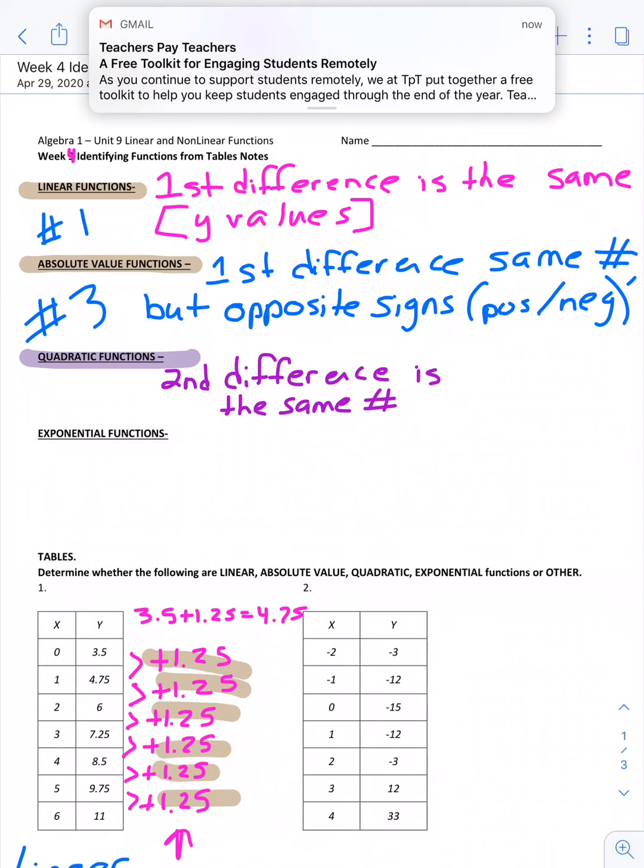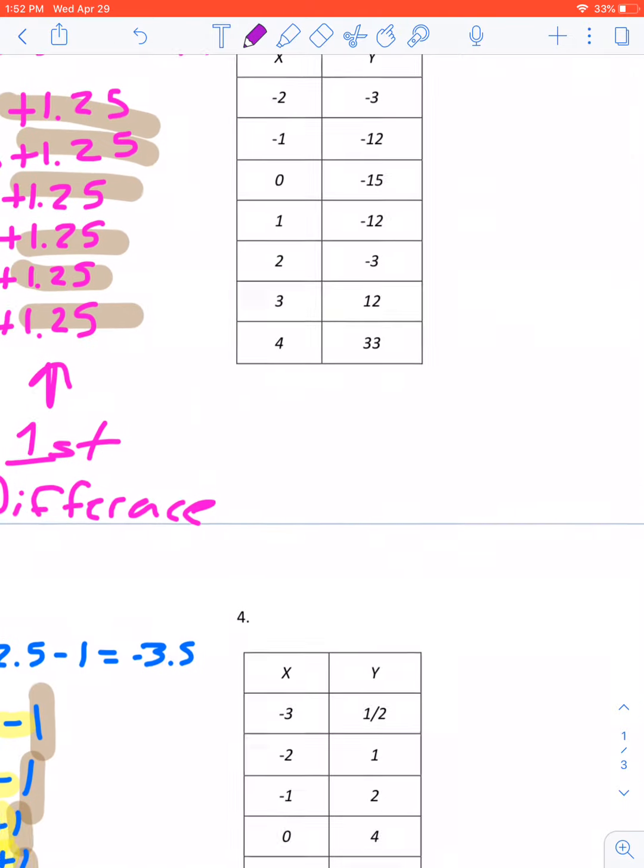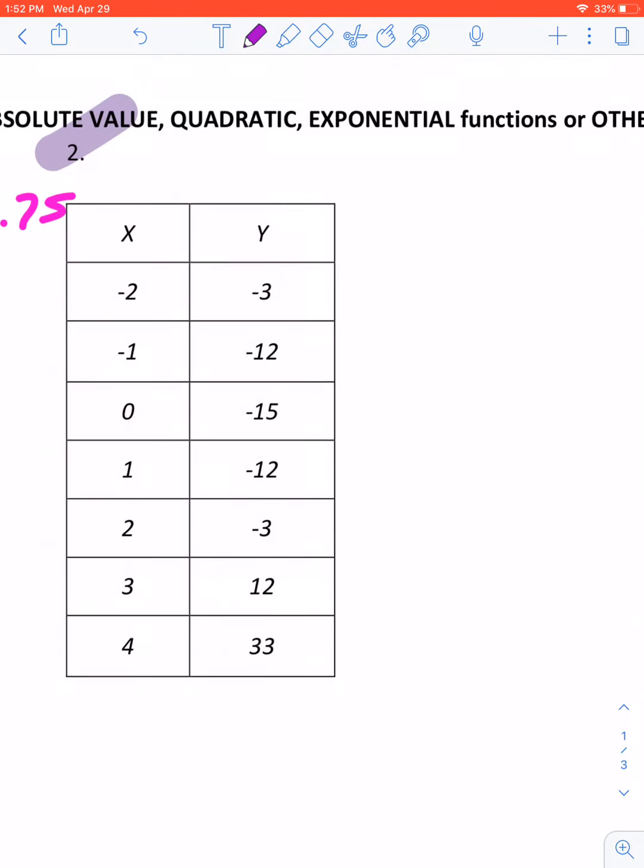So we're going to look at number 2 for this problem. We're going to come down here to number 2 and look at this problem for quadratics. I'll make this a little bit bigger. These x values are all increasing by 1, so we're good to go, and we can look at the y values. So let's first find our first difference.